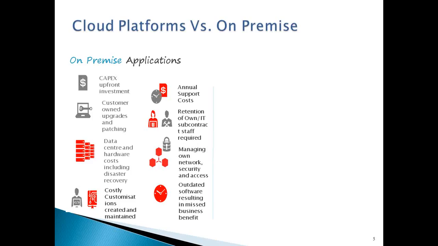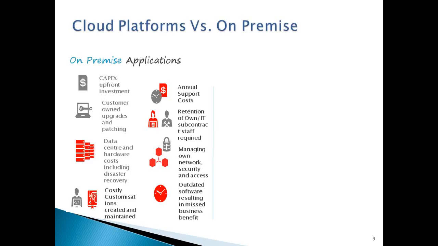And to improve the performance of the product and to fix some bugs and other issues, Oracle will keep on issuing patches. Even applying those patches will be the responsibility of the customers who are on on-premise applications. Then data center and hardware costs, including disaster recovery. Again, a huge cost is involved in that, and costly customizations. So these are some of the cost-related and responsibility-related things which the customers have to handle when they are on on-premise applications.